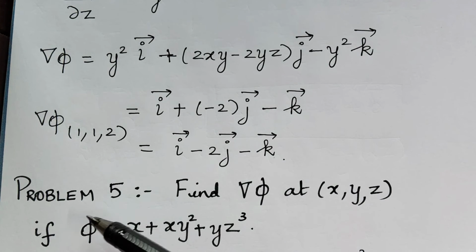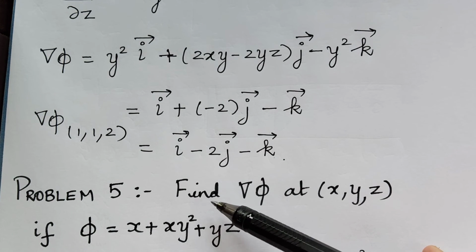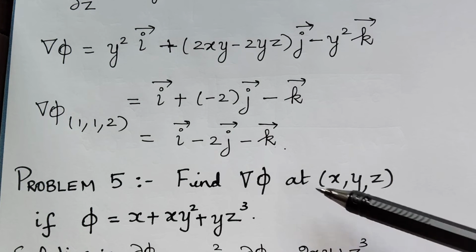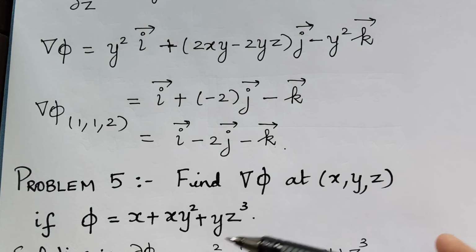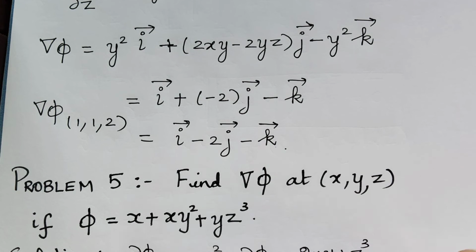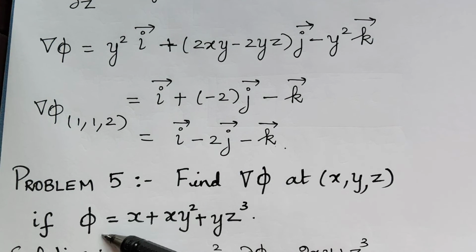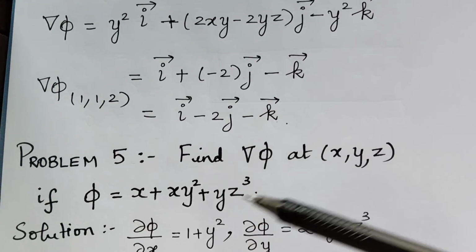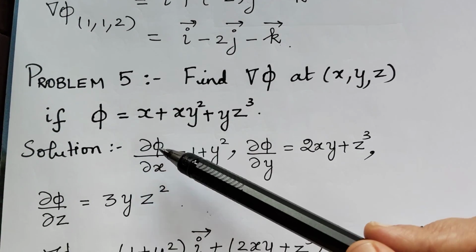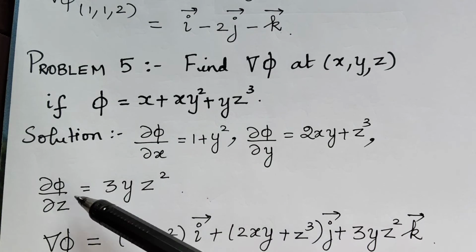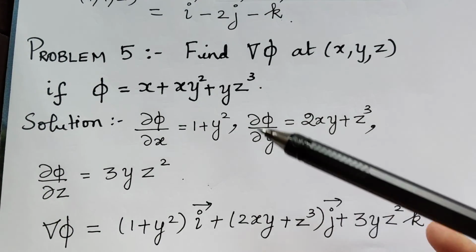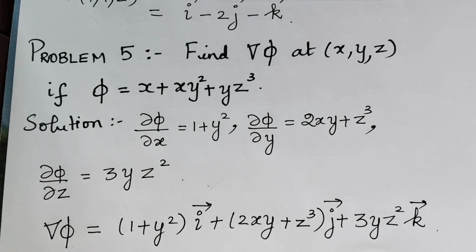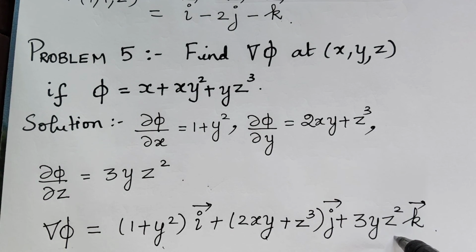In a similar way, we have another problem number 5 over here where we have to find nabla phi and there is no particular point given. In general, they have given x, y, z. So it is enough if we just find nabla phi for this problem. The function phi is given as x plus xy squared plus yz cubed. So we have to differentiate phi partially with respect to x separately, y and with respect to z also. And then we have to substitute in the formula for nabla phi. So we have substituted and this is the answer.